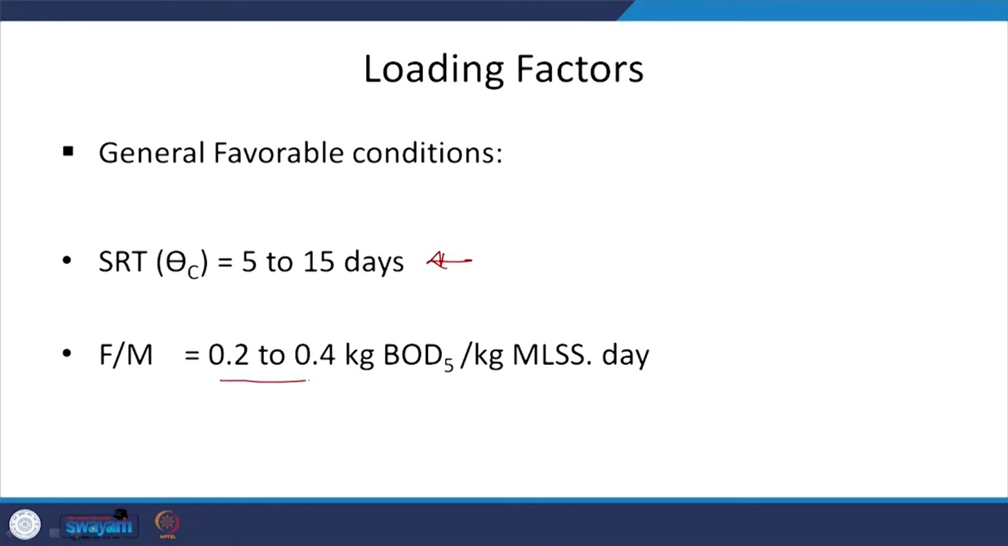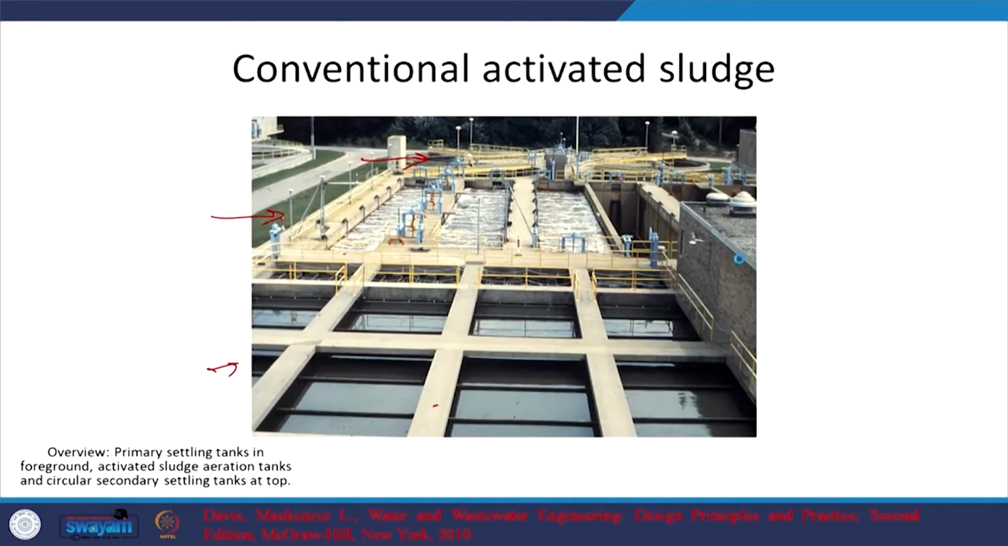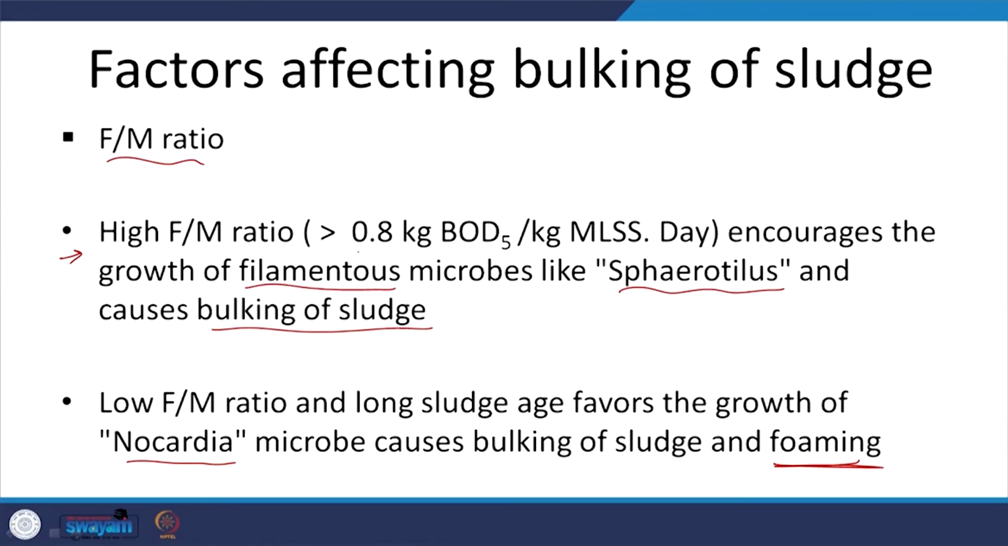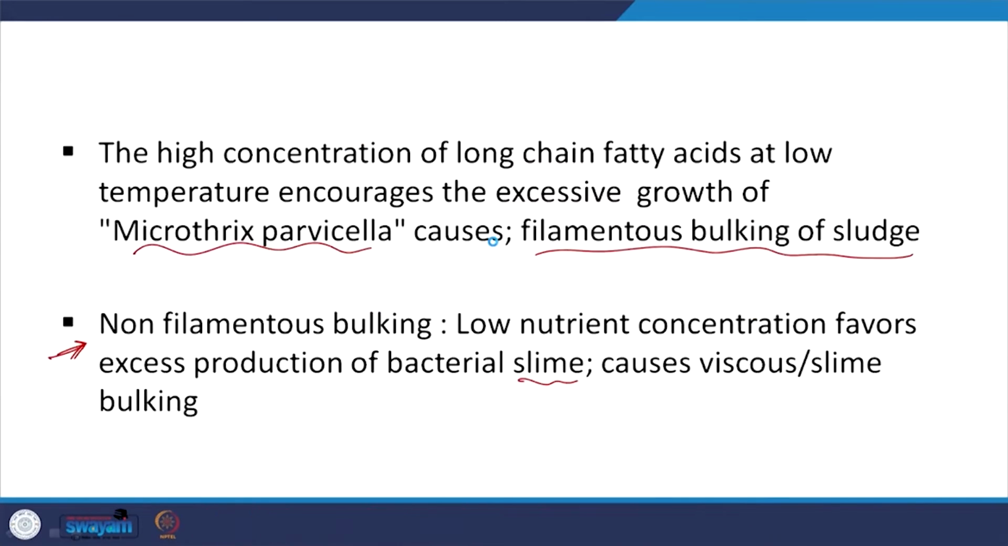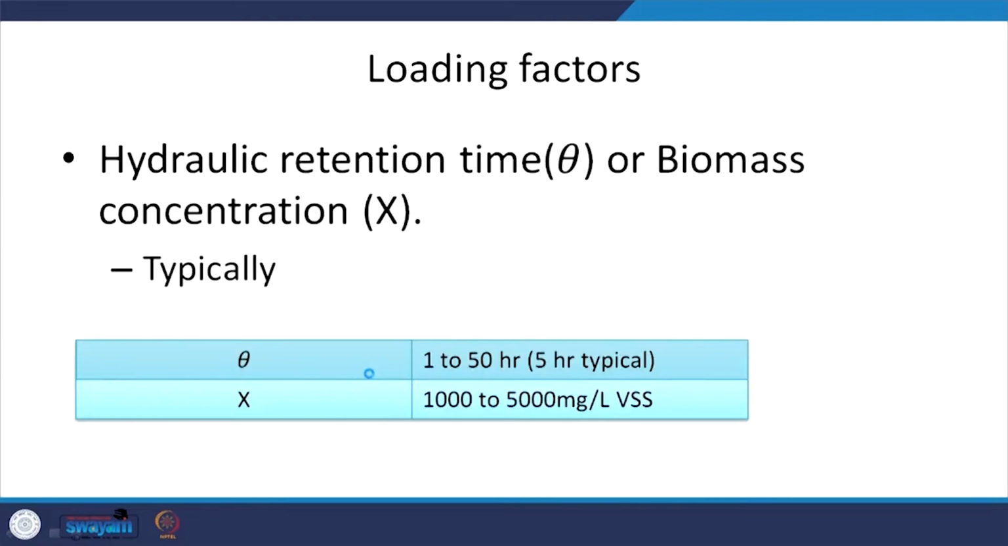F by M 0.2 to 0.4 kgs of BOD per kg of MLSS per day. And I think we saw that the bulking was occurring when we were at around 0.8 or such, if I am not wrong, right. Okay, as you see, high F by M 0.8, right, fine. So that's one aspect. So how do we go about it? Choose the F by M and X that you want. From that, calculate the HRT and then calculate the volume of basin, but again we are not going into that.